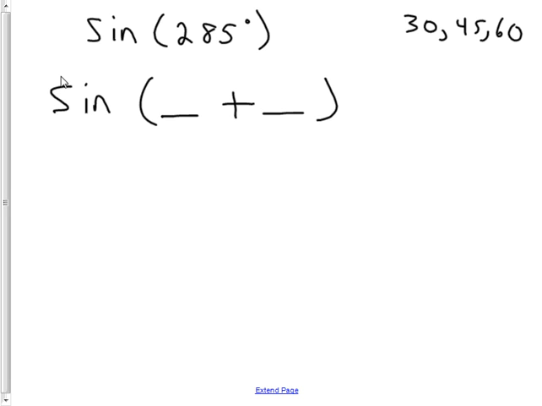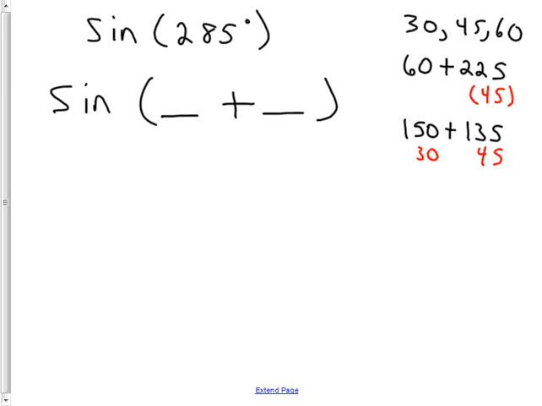Well, for example, if I use 60 and 225, that would be 285 degrees. And 60 has a 60-degree reference angle, and 225 has a reference angle of 45 degrees. So I could use 60 and 225. Are there others? Yes, there are others. It doesn't matter what two you use. For example, you could use 150 and 135. 150 has a reference angle of 30 degrees, and 135 has a reference angle of 45 degrees.